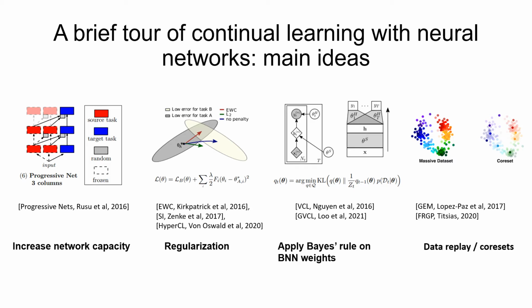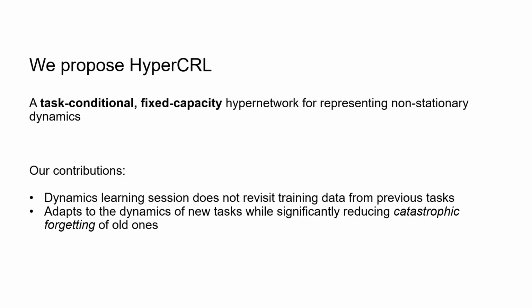selection. We propose HyperCRL, a task-conditional, fixed-capacity hypernetwork for representing non-stationary dynamics. First, the dynamics learning session of HyperCRL does not revisit training data from previous tasks. Our method also adapts the dynamics of new tasks while avoiding catastrophic forgetting of old ones.